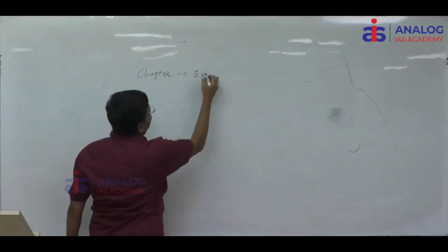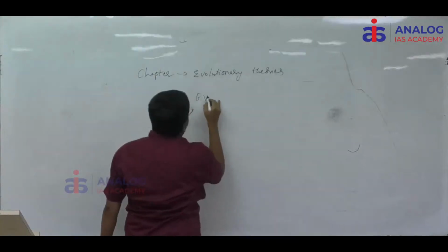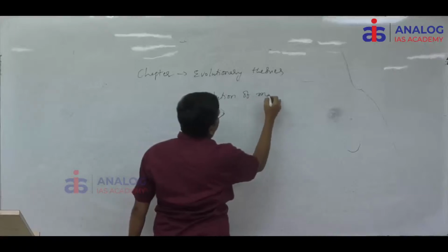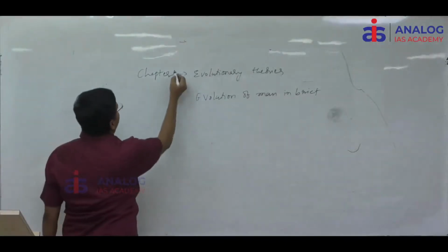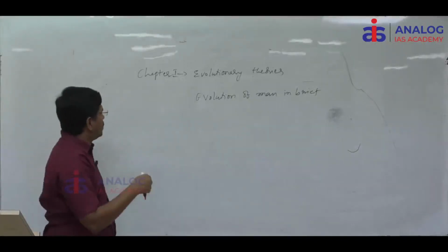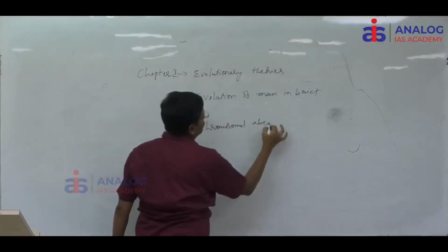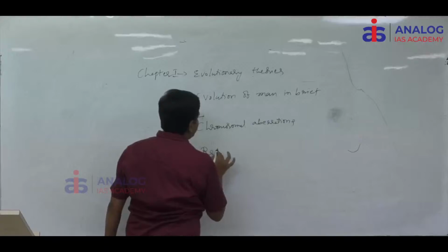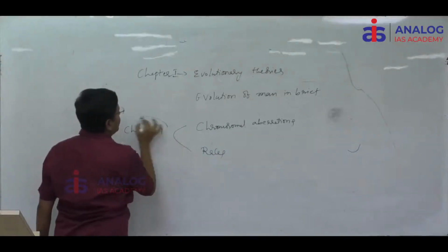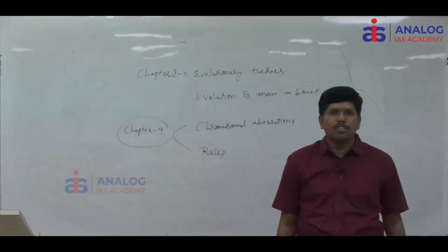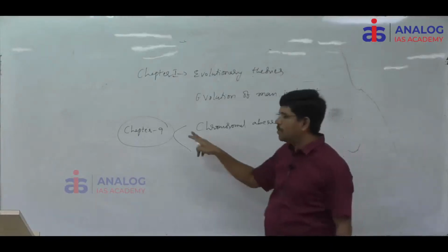In chapter 1, we have discussed evolutionary theories, then evolution of man in brief. Yesterday and today we discussed chromosomal aberrations and races concept. These two are part and parcel of chapter 9. I told you in the first class, from chapter 9 onwards, paper 2 section B, physical anthropology starts. We have discussed two important concepts of chapter 9.